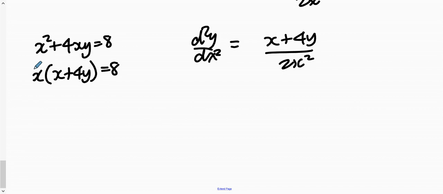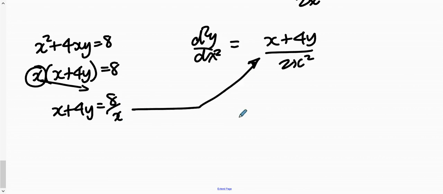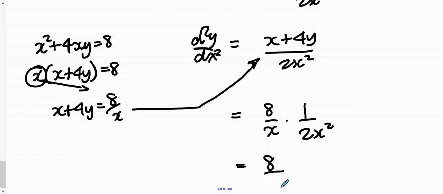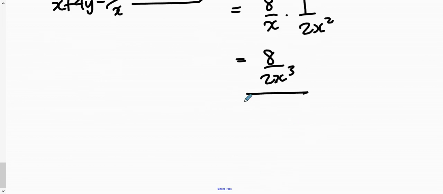So in order to work out what the simplification is, I take the x over. So x plus 4y equals 8 over x. And now I can put that into there. So I get 8 over x times 1 over 2x squared. So the 2x squared is still in the bottom line. And I've replaced that with 8 over x. That comes out as 8 over 2x cubed. And that's the final answer.